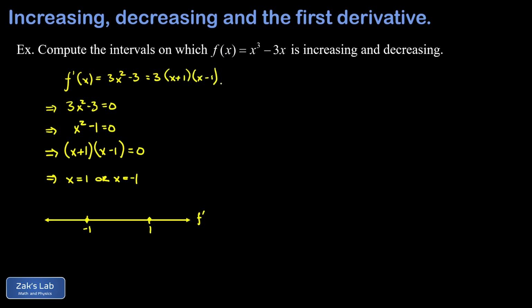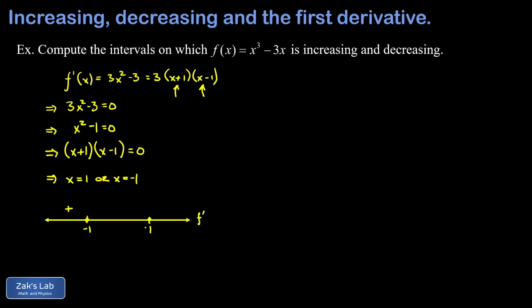Now looking at that, I can tell if I take an x value to the left of -1, that's going to make the first factor negative because I have a negative number bigger than 1. The second factor is also negative because I'm just subtracting 1 from x, and a negative times a negative is a positive. So my first derivative is positive to the left of -1.